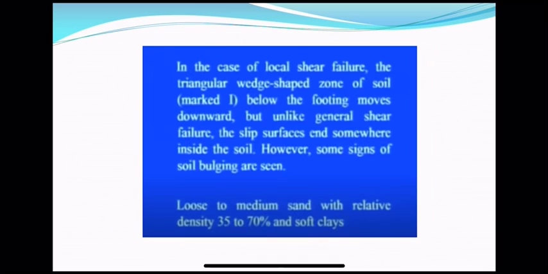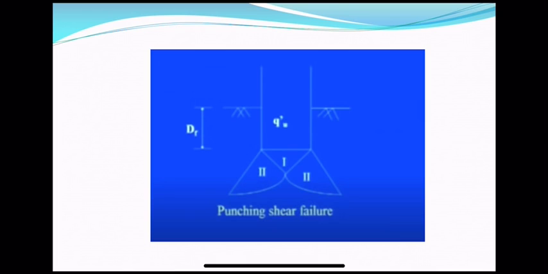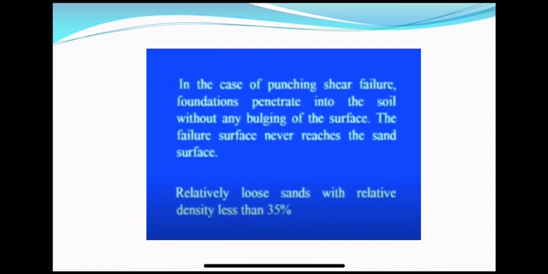And the third type of failure we call the punching shear failure. In the case of punching shear failure, the foundation penetrates into the soil without any bulging on the surface. The failure surface never reaches the top surface or the sand surface. Now this occurs in the case where relative density is less than 35%.